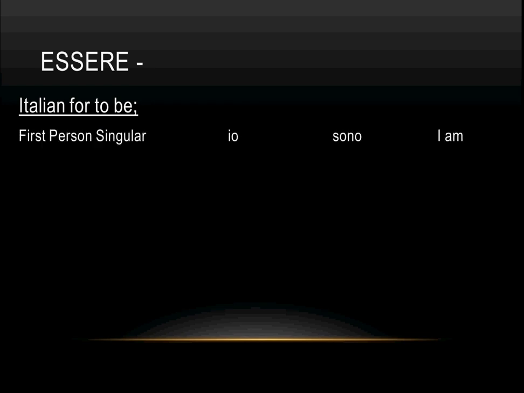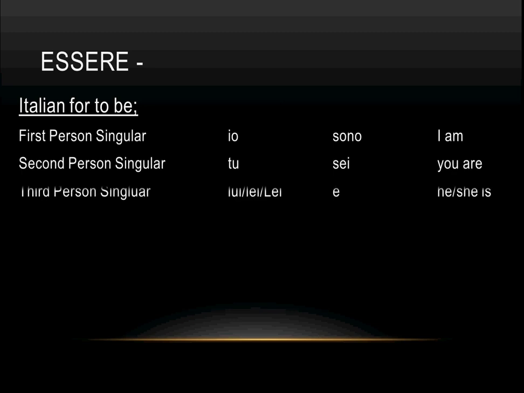Okay, let's look at the Italian verb for to be, or essere. Essere is Italian for to be. The first person singular in Italian, io, changes the verb essere to sono. So you'd say, io sono, I am. Tu sei, you are. Lui, lei, è, he or she is.